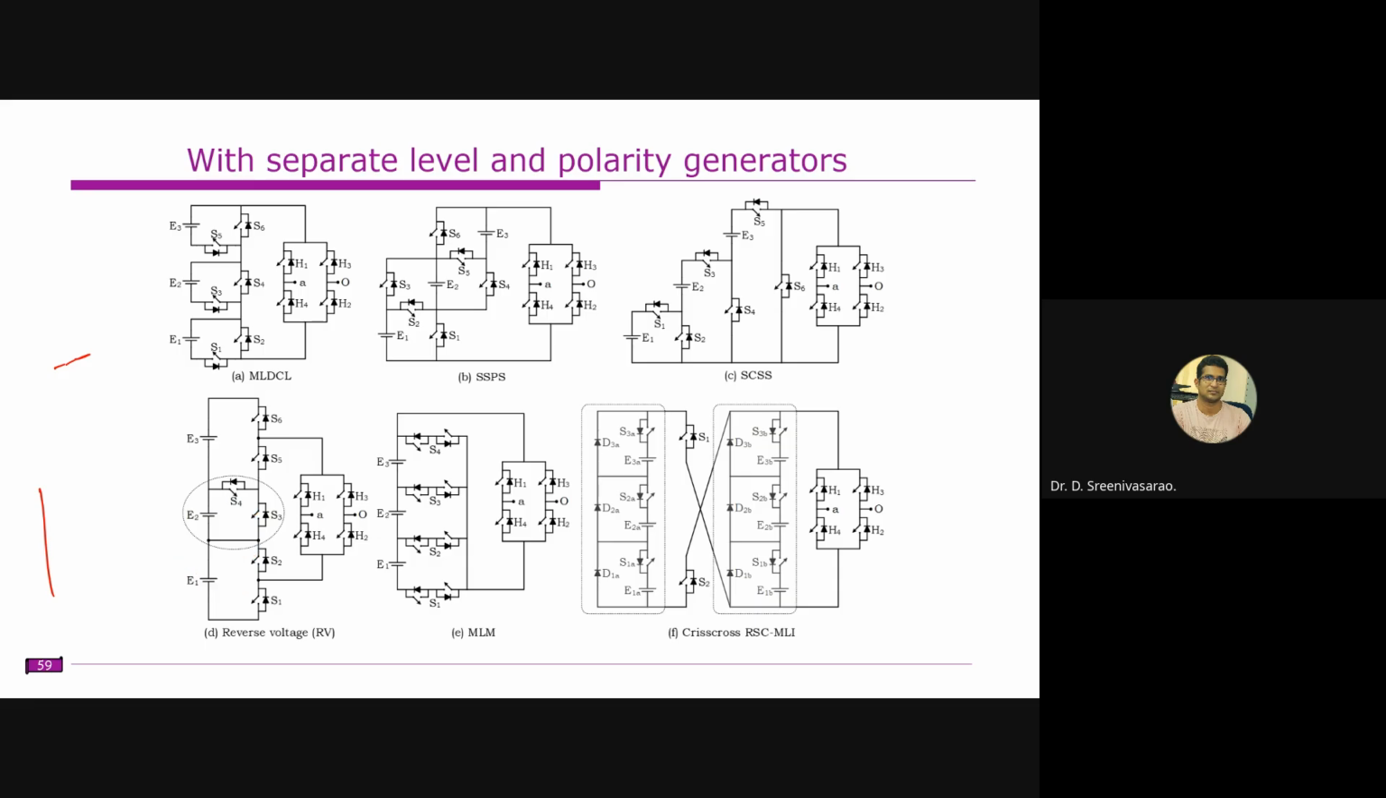So we have several topologies. All the polarity generators remain the H bridge only, but the level generator will be changed. So this is MLDCL, multi-level DC link. This is series switches and parallel sources. And this is the switch capacitor switches. And this one is the reverse voltage. Several things are there.